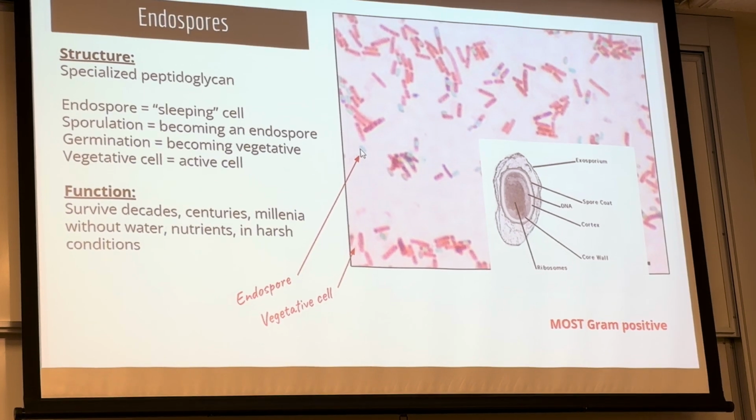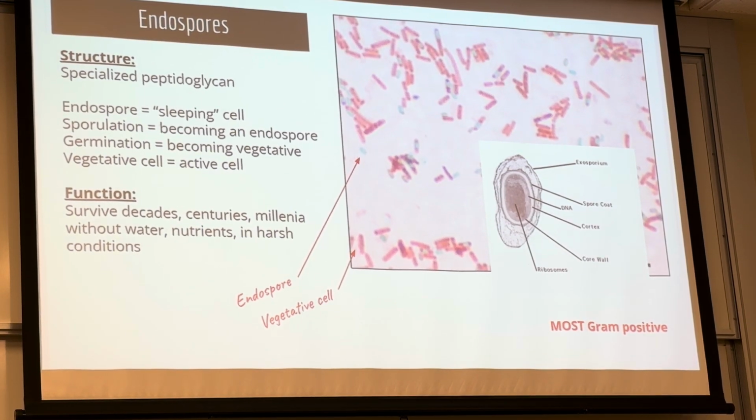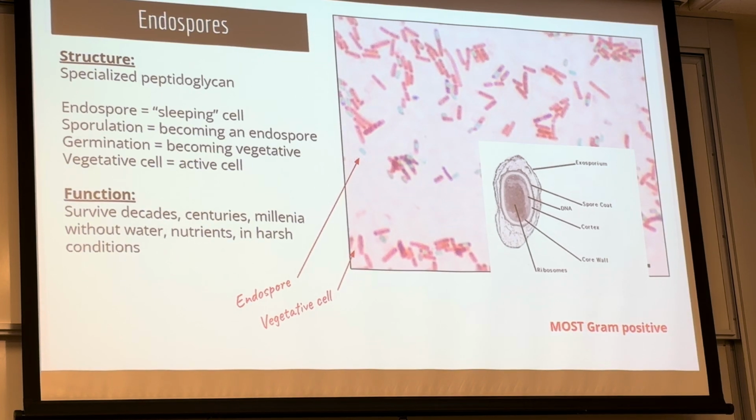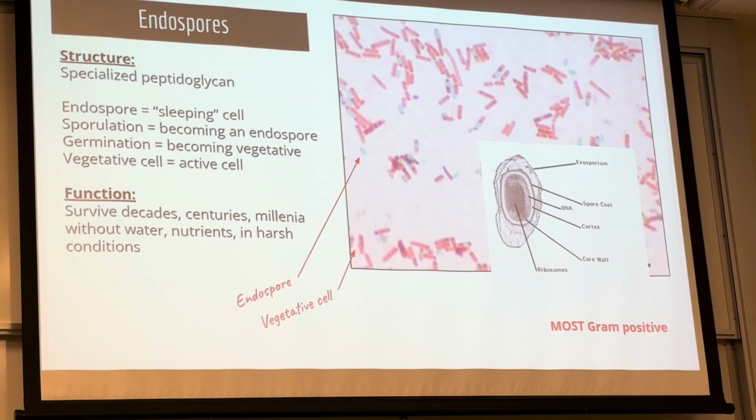So if a particular kind of bacteria can sporulate, do all C. diff cells have the ability to do that? Yes, all of C. diff. C. diff and other ones like anthrax.